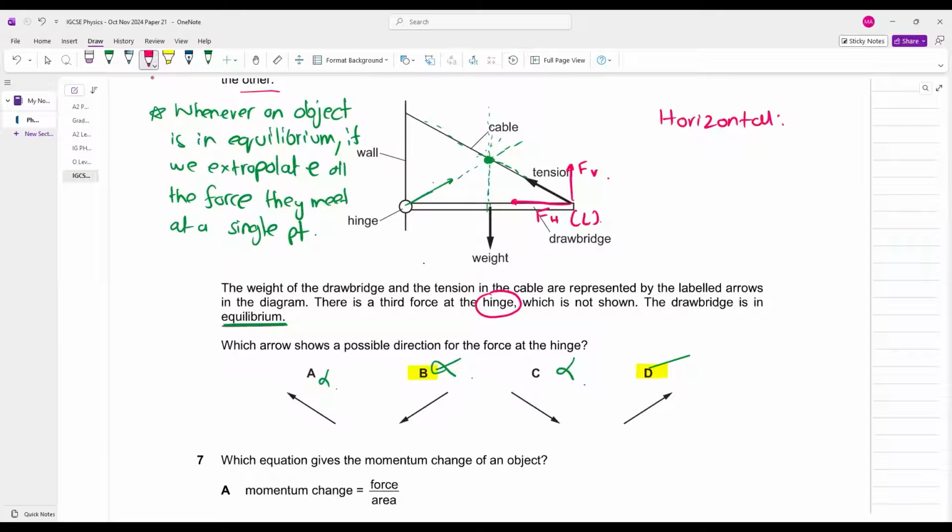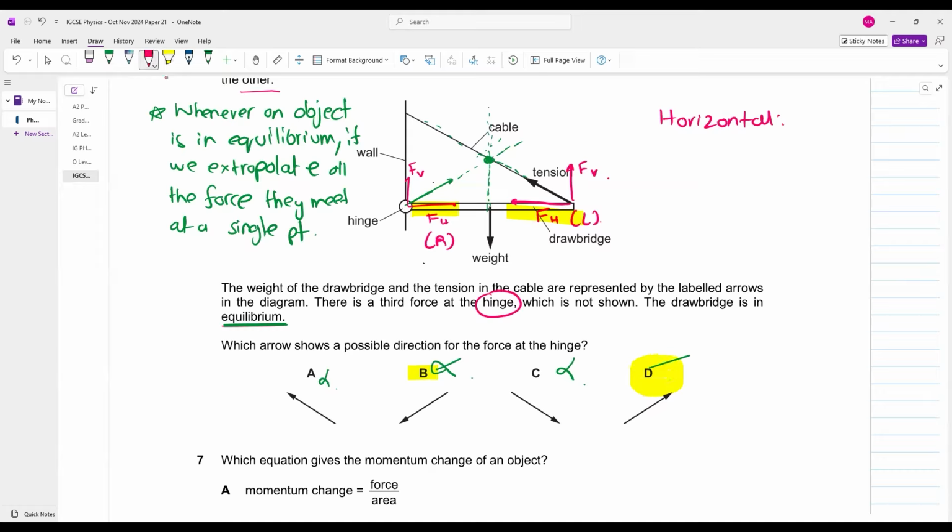Can you resolve this hinge force into two components? Yes, this will be the horizontal force. This will be the vertical force. Can you realize the horizontal force of the hinge is acting towards the right? The hinge force of the tension is acting towards the left. The forces in the horizontal direction balance out. Hence, option D is the correct option.